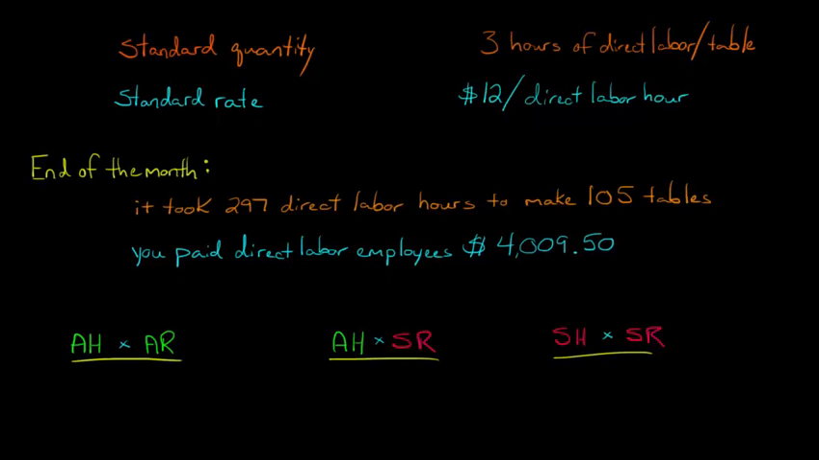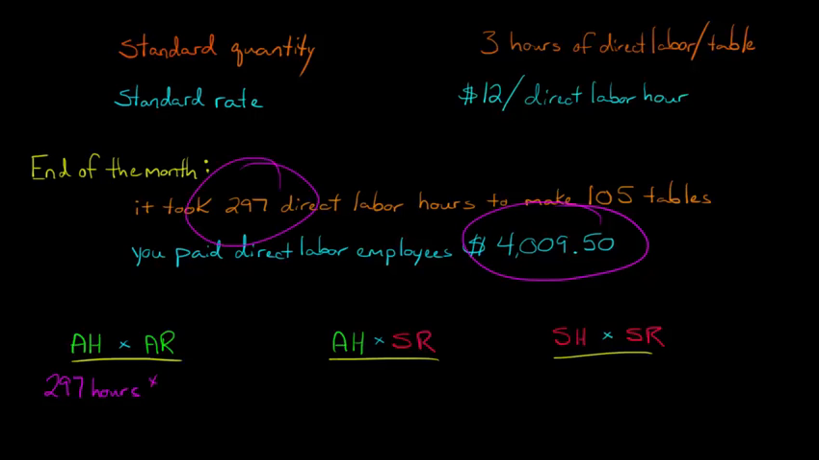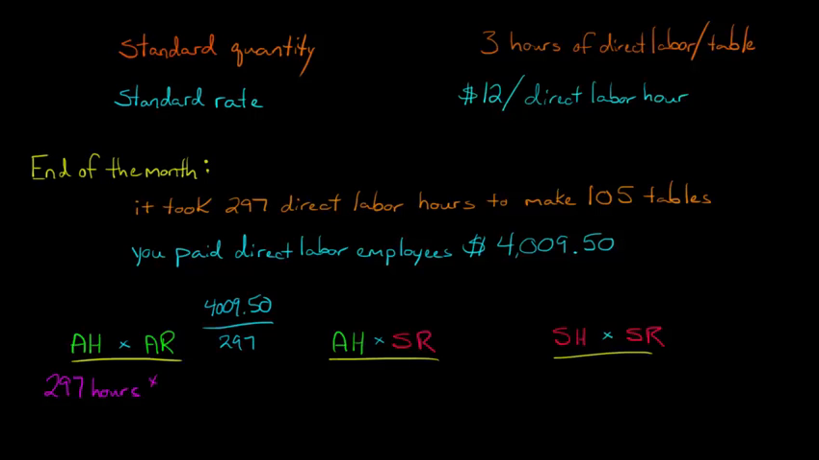Let's start with the leftmost column. The actual amount of hours was 297 hours. And what do we multiply that by? We multiply it by the actual rate. We're not actually given the actual rate, so we're going to have to calculate it. We take the actual amount paid, $4,009.50, and divide that by the number of hours that the workers worked, 297 hours. So let me write that in there: $4,009.50 divided by 297 hours. That's going to give us a rate of $13.50 an hour.